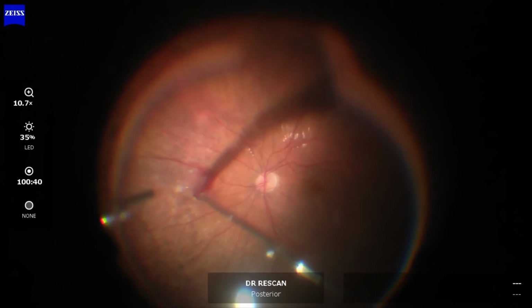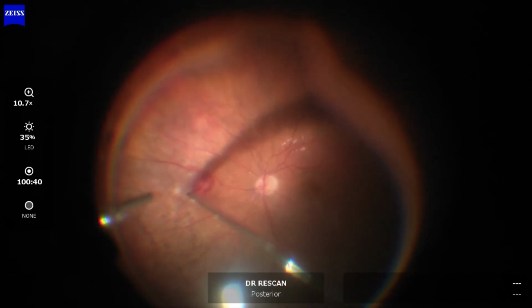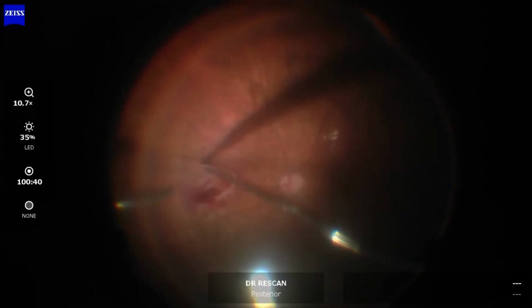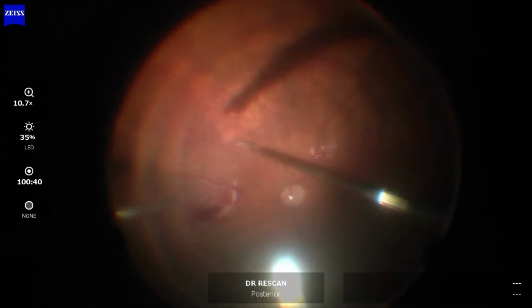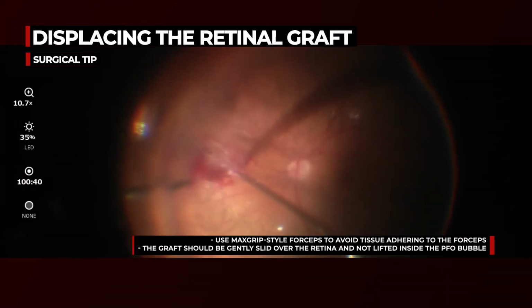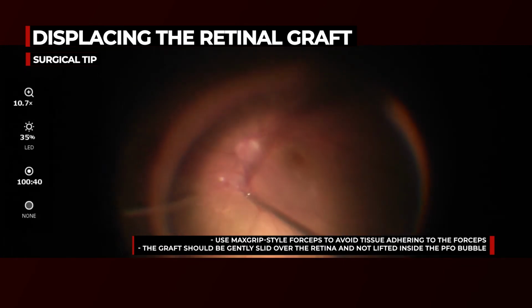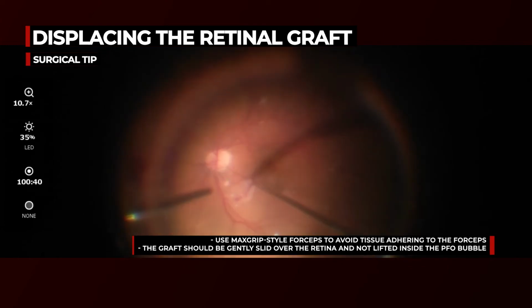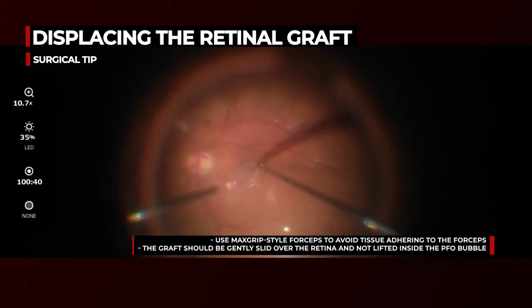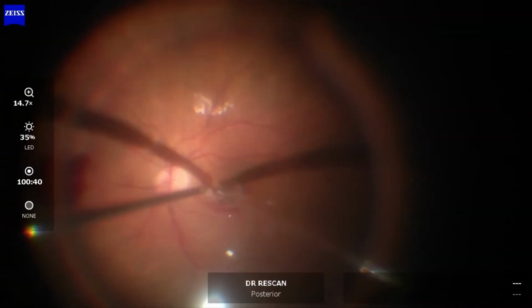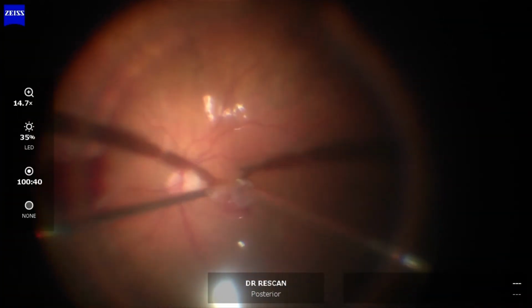The graft is isolated using 25-gauge curved scissors. The graft is then moved using max grip style forceps to avoid tissue adhering to the forceps. The graft should be gently slid over the retina and not lifted inside the PFO bubble to prevent the tissue from rolling on itself. Excess tissue is trimmed and endolasers applied to the harvesting location.